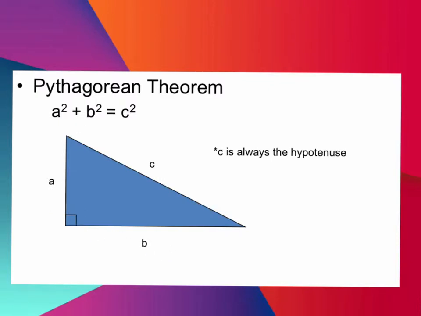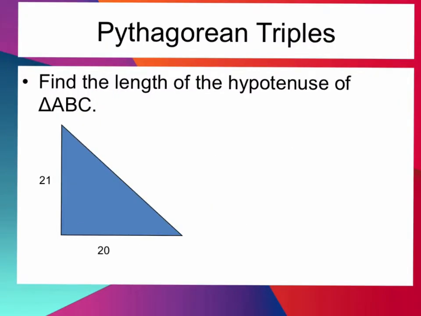And that is an algebra property that helps us to know that no matter which side is a or b, it doesn't matter as long as c is always the hypotenuse. Just a reminder, the Pythagorean theorem works for all right triangles. It's only used to apply to right triangles.